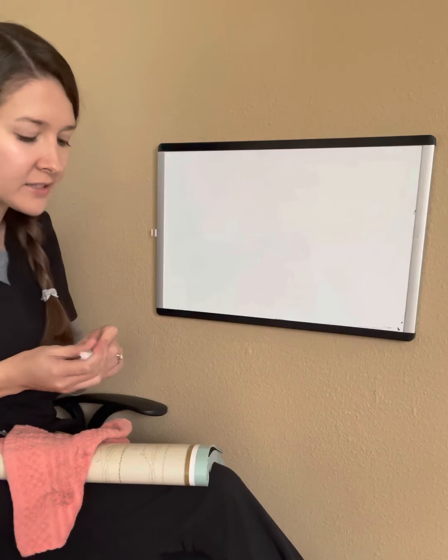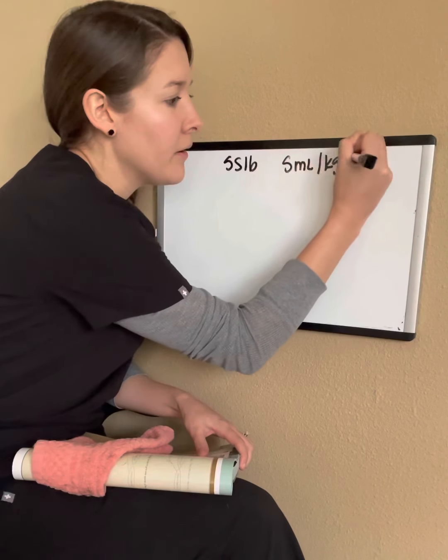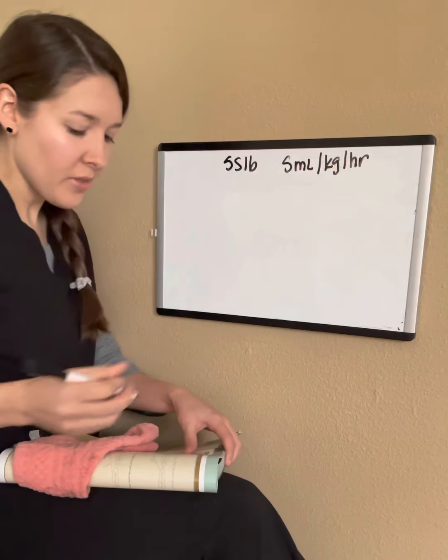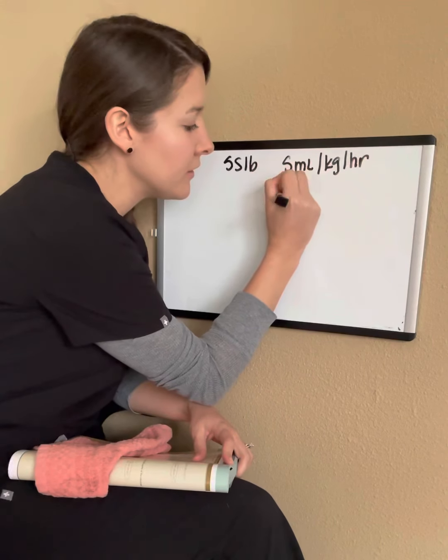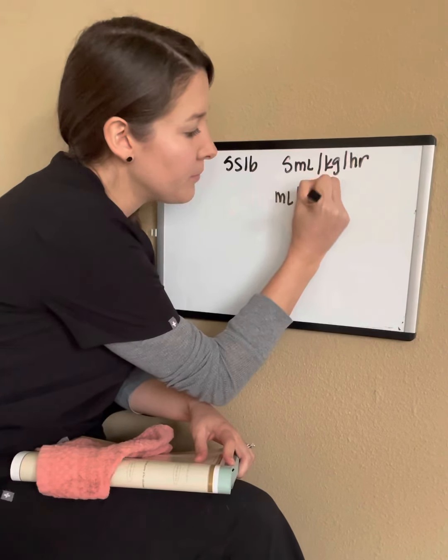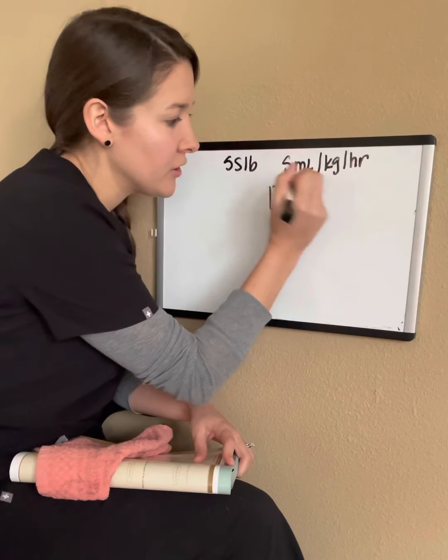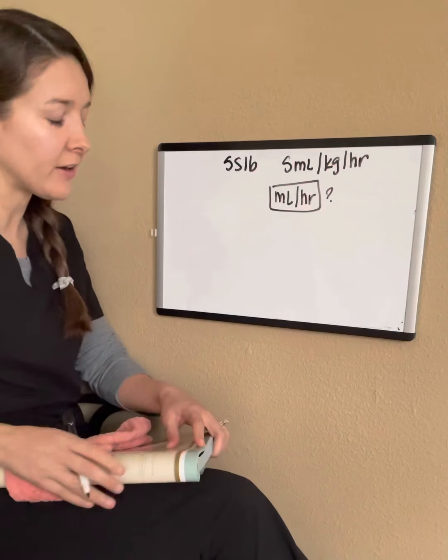So in your book, let's just start off with the super easy ones. It says you have a 55-pound dog, and your veterinarian asks for a fluid rate of 5 mils per kg per hour. Your job is to get the infusion rate to figure out the mils per hour. So that's what we are trying to figure out.